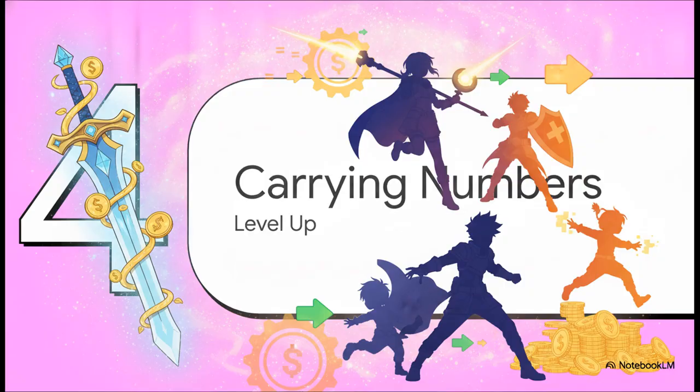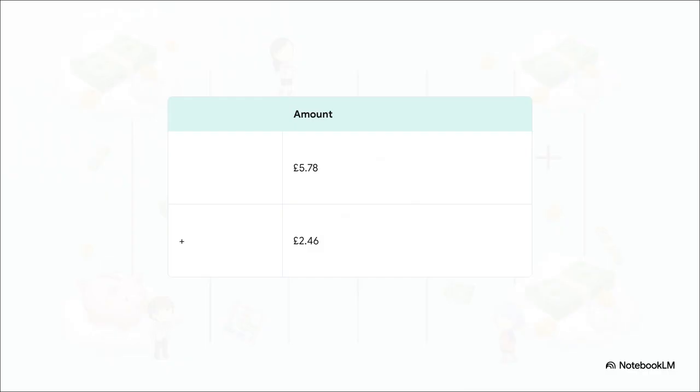Level up, carrying numbers. Let's look at our next challenge, £5.78 plus £2.46. We have our decimals perfectly lined up, right? But take a close look at that rightmost column. 8 plus 6. Well, that's going to be bigger than 9. So what exactly happens when the numbers get a bit too big for their boots?